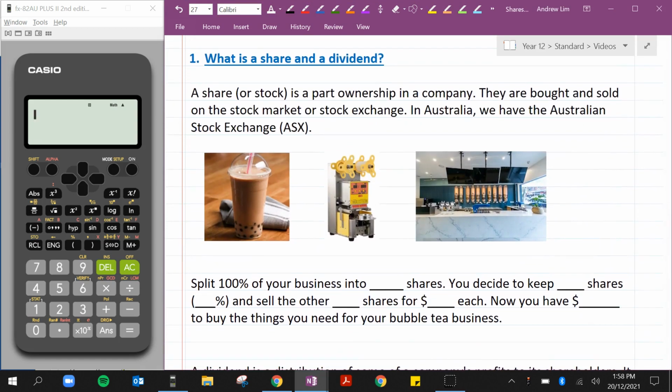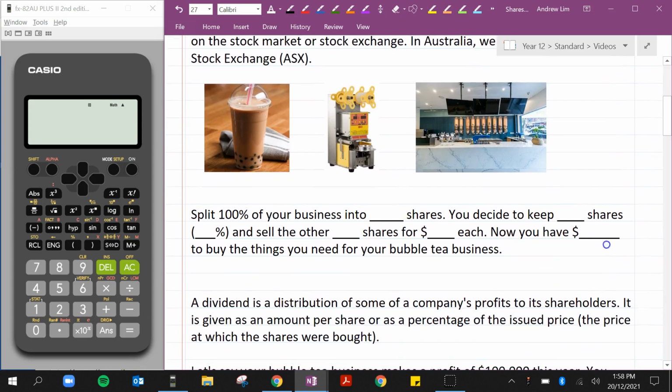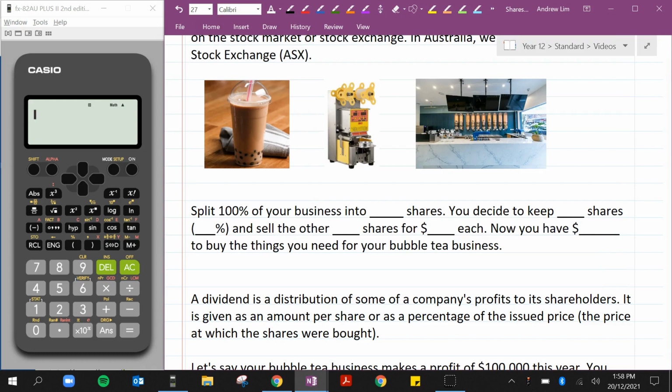What is a share and what is a dividend? A share, which is also known as a stock, is a part ownership in a company. They are bought and sold on the stock market or stock exchange. In Australia, we have the Australian Stock Exchange, also known as the ASX. So let's say, for example, we've got this business here. You want to start up your own bubble tea company. I love boba, so I thought I'd just go with this.